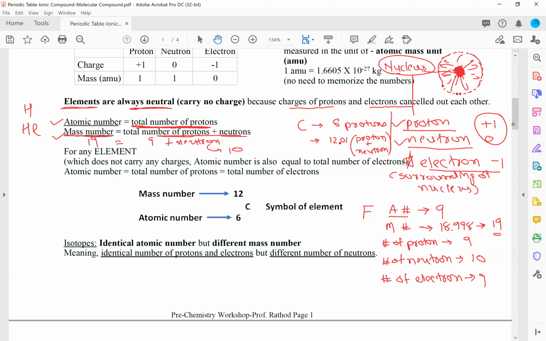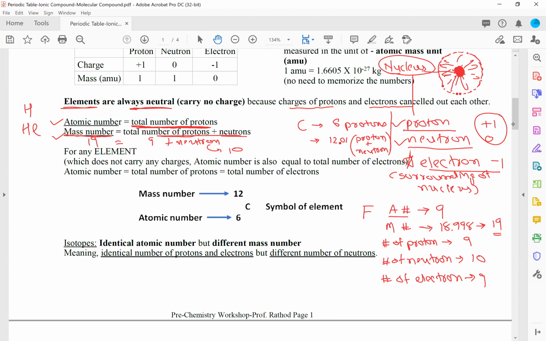Do you guys follow this? Whatever the number of protons we have, the number of electrons will be the same. This is true when we talk about an element. Why? Because elements do not carry any charge. The number of protons and the number of electrons will be the same. Everybody good?